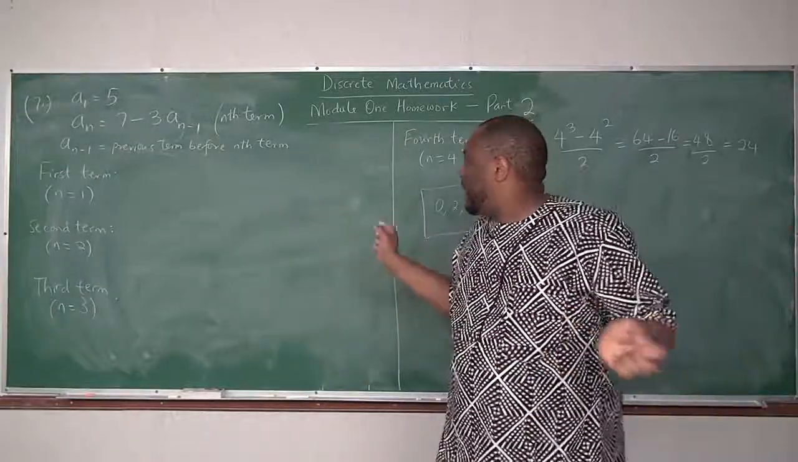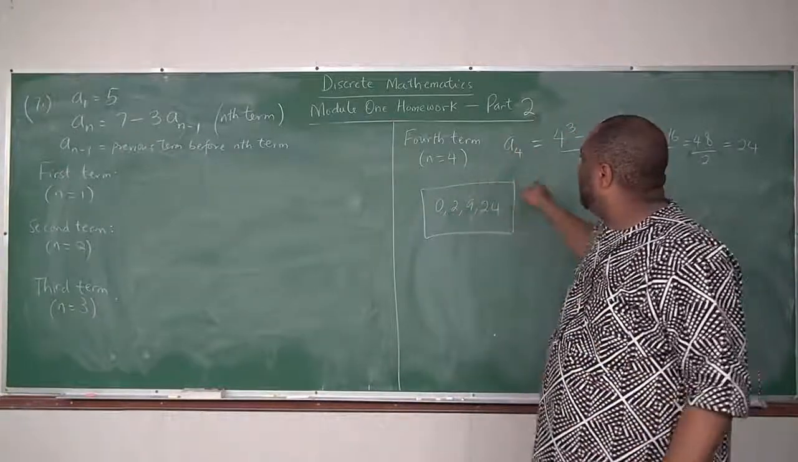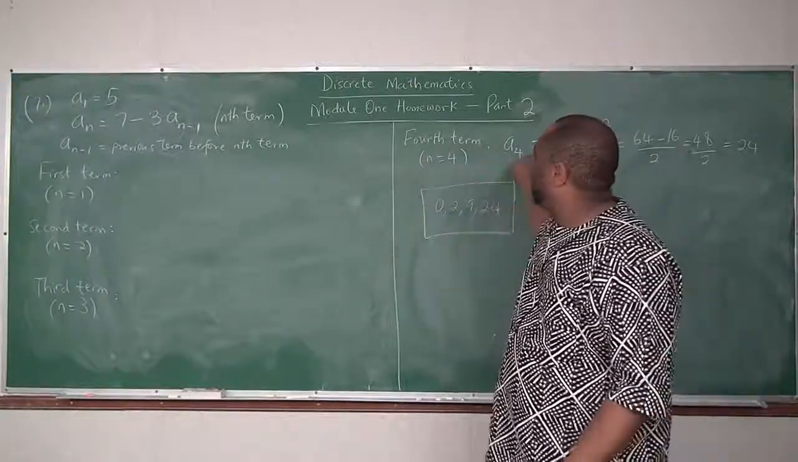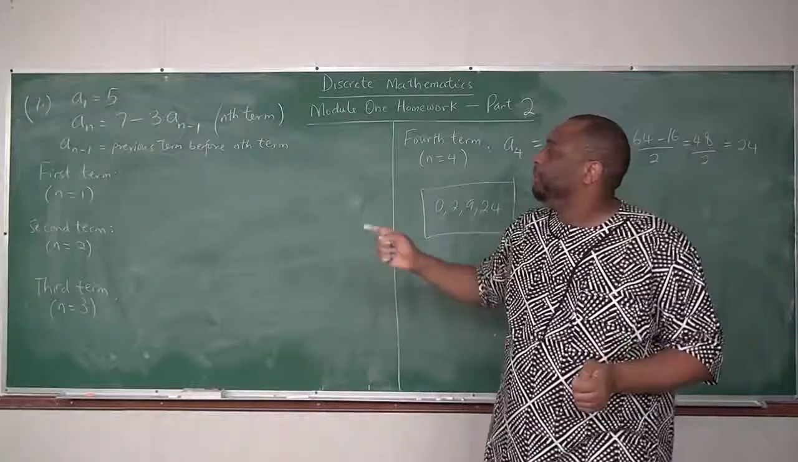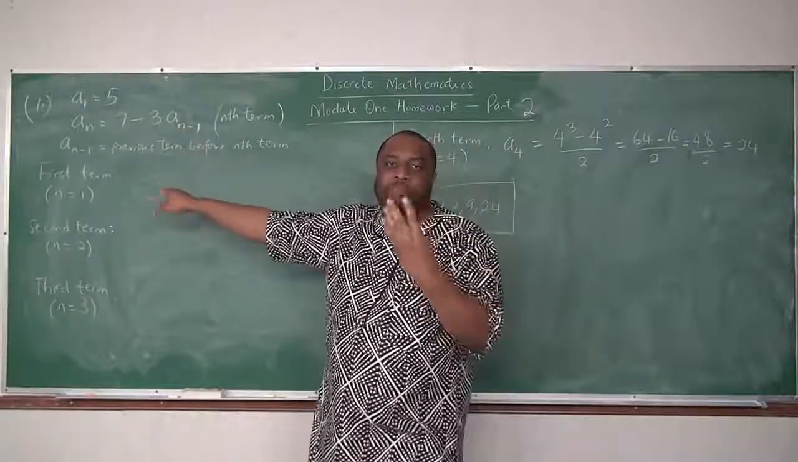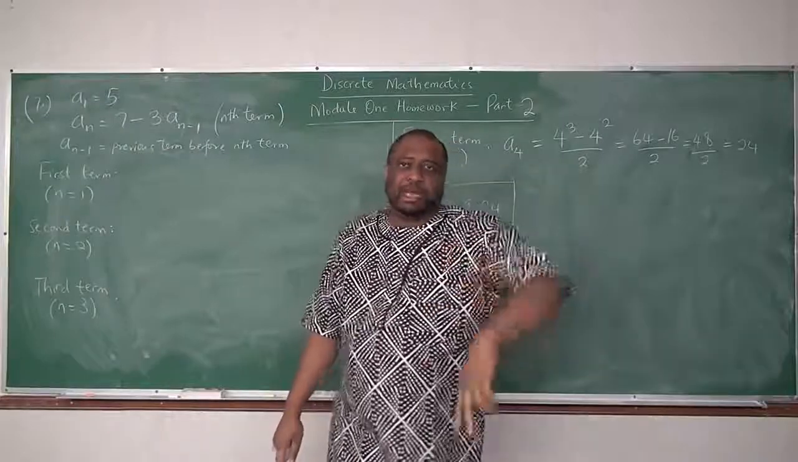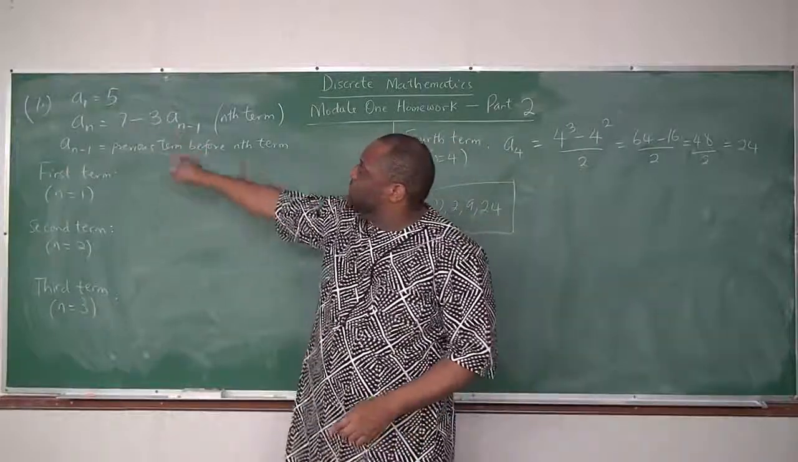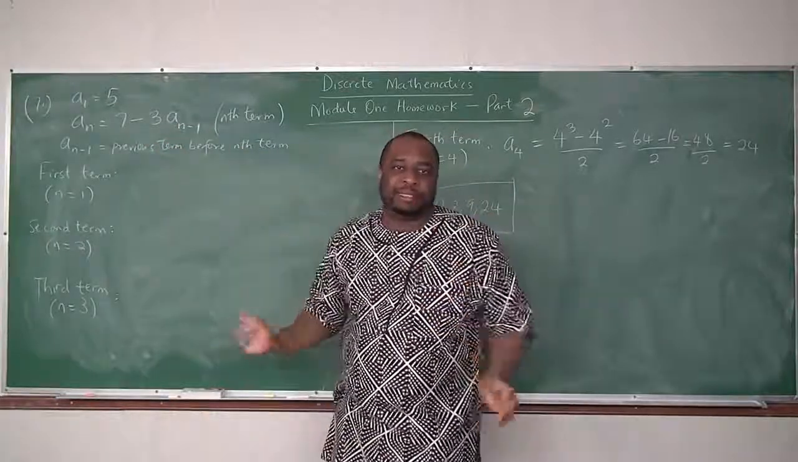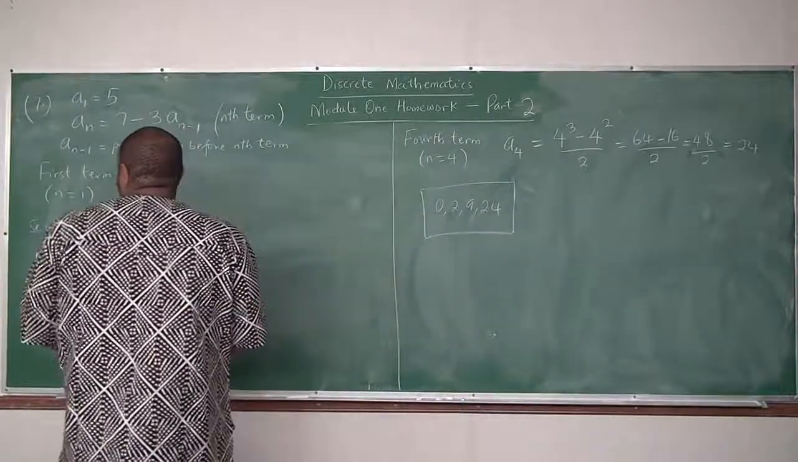We can get the fourth term right away from an explicit formula. But with this, we cannot get the fourth term immediately, because we have to get a previous term. For us to get the fourth term, we have to get the third term. For the third term, we have to get the second term. For the second term, we have to get the first term. But they already gave us the first term, so that's great. So let's go ahead and do this.